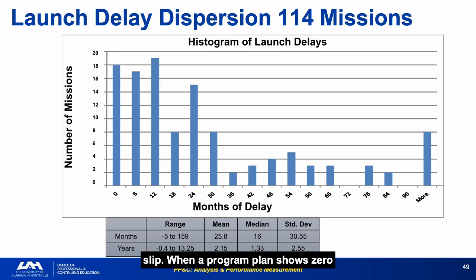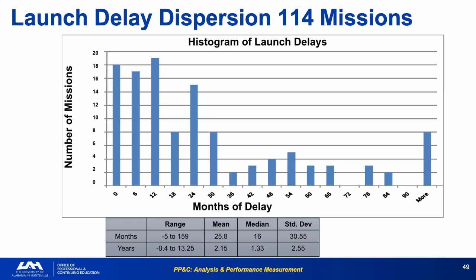When a program plan shows zero schedule contingency and a committed launch date, show them this histogram. Ask them which decile of this distribution they expect to fall in.